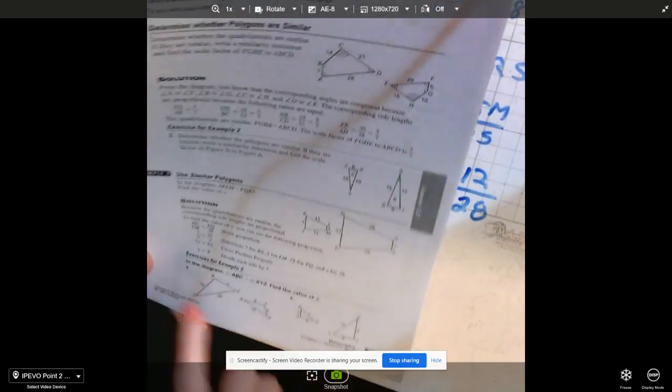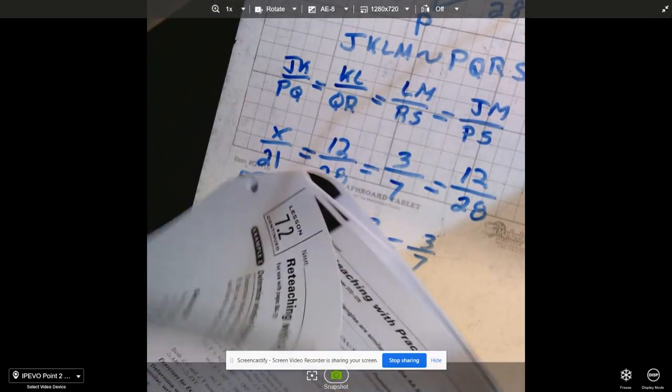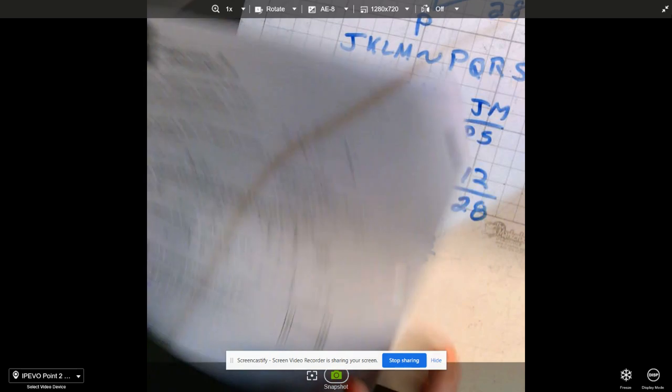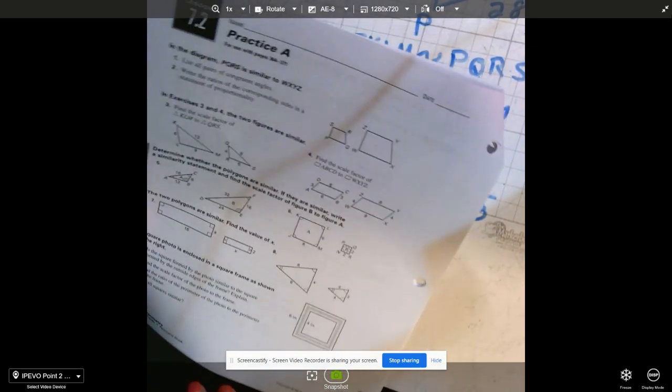So here they have some problems on the bottom. See if you can try those. And then on the next page, they have a worksheet. So work through that. And if you have questions, please let me know.